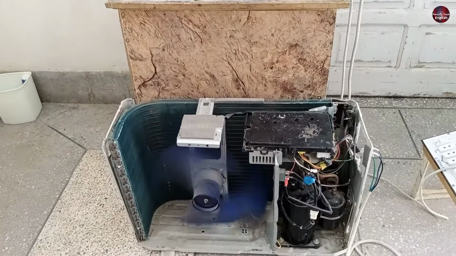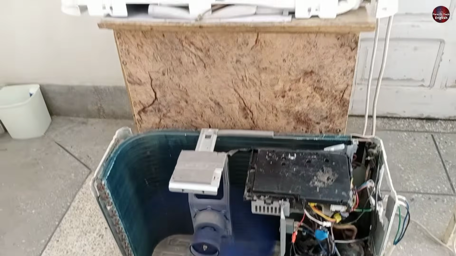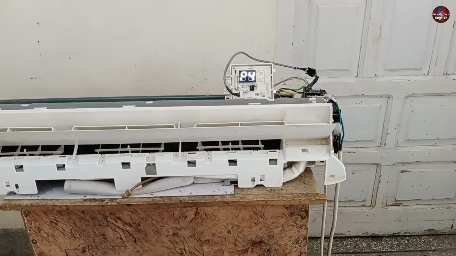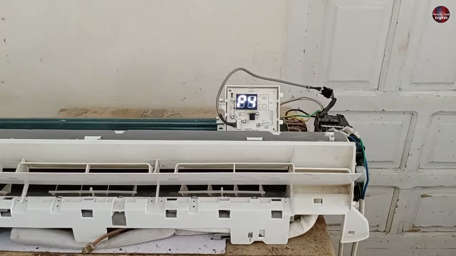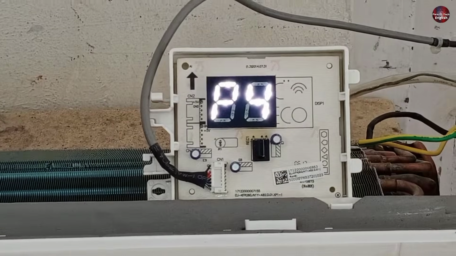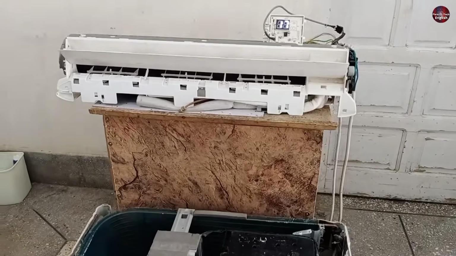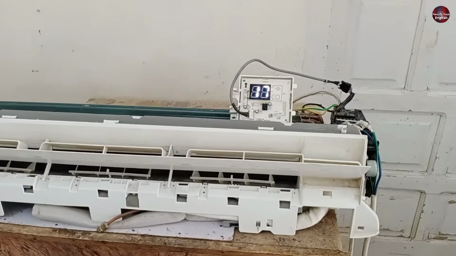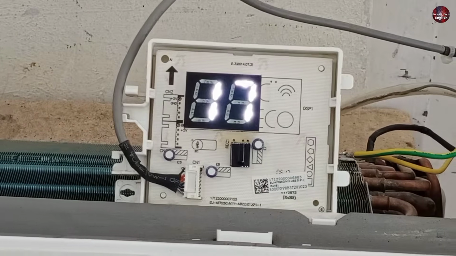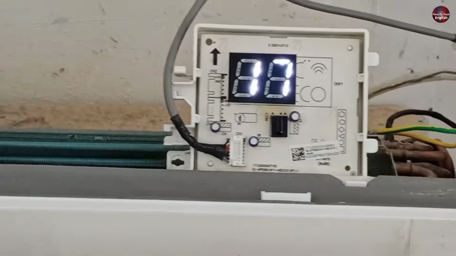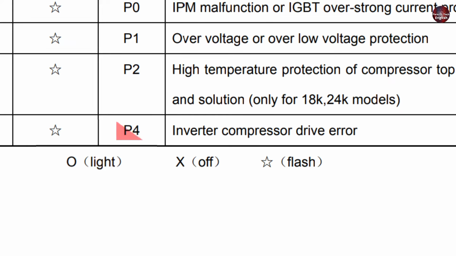The outdoor fan motor has started, and the mini split air conditioner has started showing a P4 error code. I am going to discuss the P4 error in this video in the Midea mini split air conditioner. Now this mini split air conditioner, after some time, has reset. You can see 17-degree temperature is now shown on the display. The P4 error is the compressor drive error.